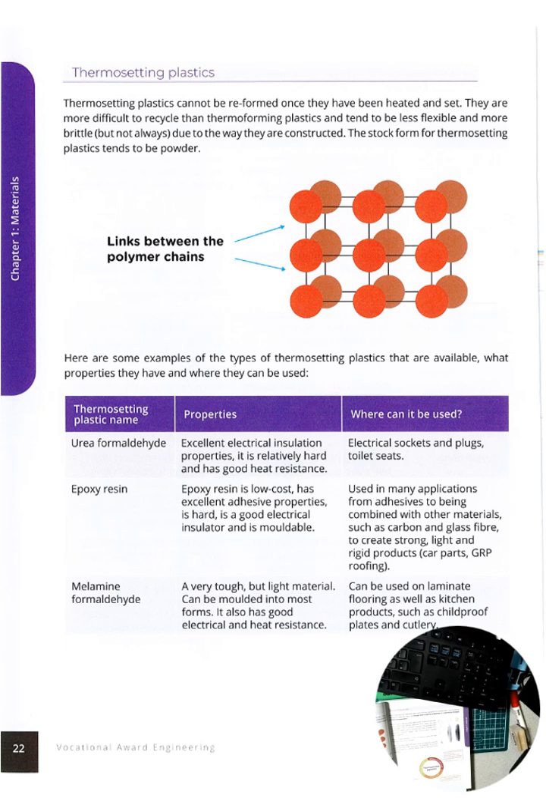Melamine formaldehyde. A very tough but light material that can be molded into most forms. It also has good electrical and heat resistance. Can be used on laminate flooring as well as kitchen products such as childproof plates and cutlery.